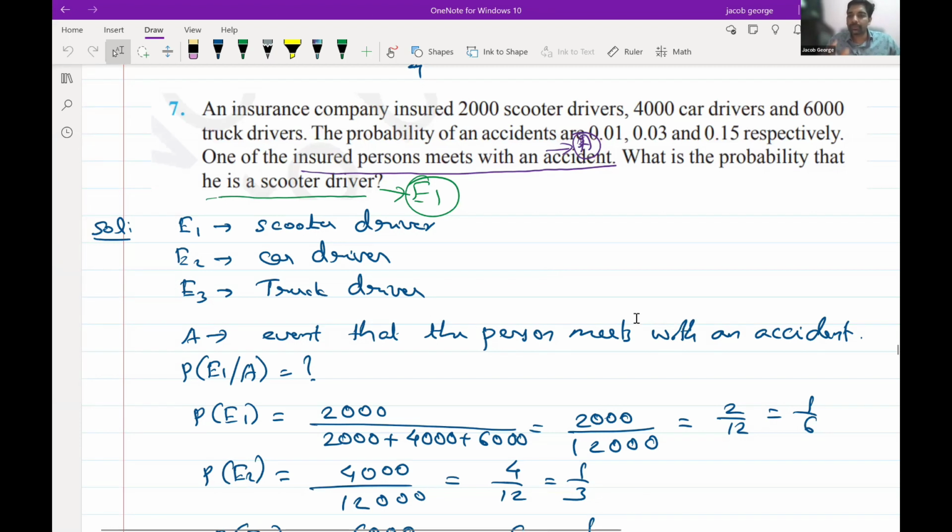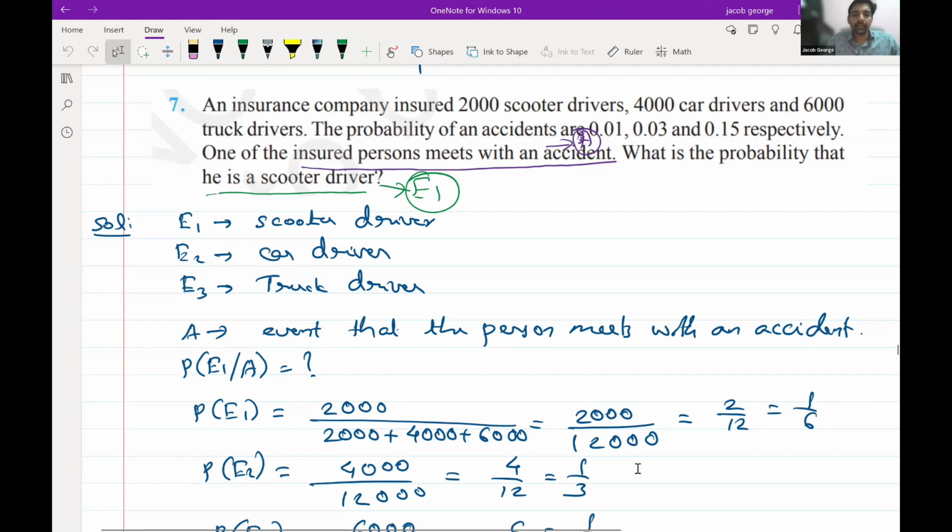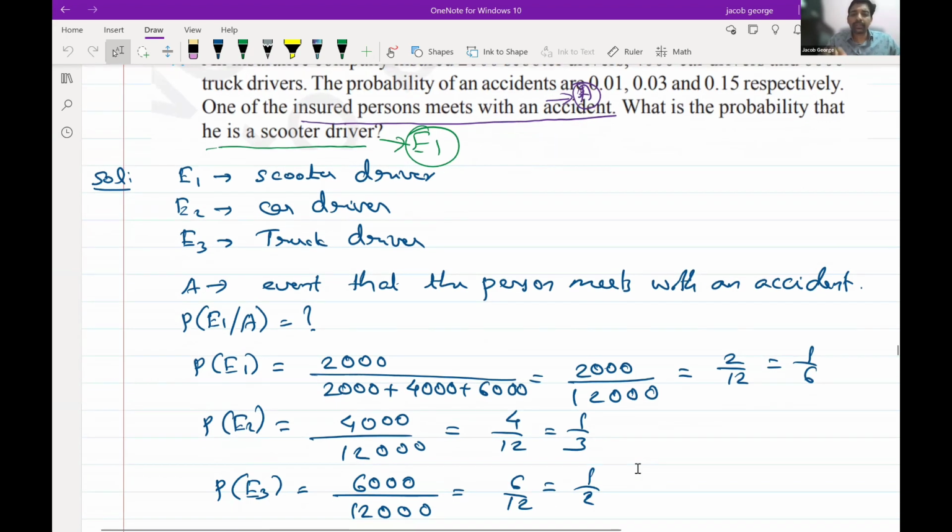P of E2 is the probability that the insured person is a car driver. 4,000 by 12,000, that is 4 by 12 or 1 by 3. P of E2 is 1 by 3. Then P of E3 is 6,000 by 12,000. That will be 6 by 12, 1 by 2. Is it clear, children? P of E1, E2, E3 written?